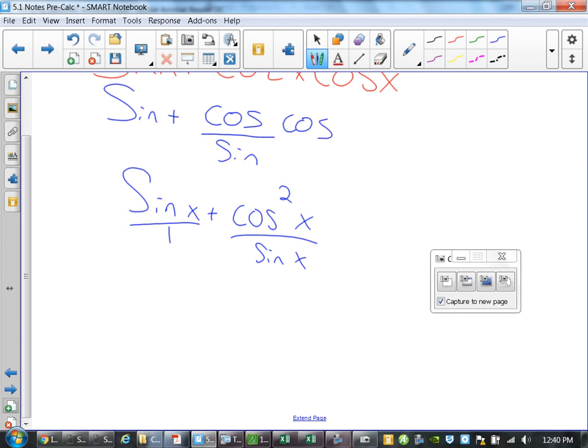How do you add fractions? Common denominator. What's going to be the common denominator between a 1 and a sine? Sine. So you get sine squared. The fraction on the left needs to be multiplied by sine, so you get sine squared, plus cosine. This one didn't need anything. And what's sine squared plus cosine squared? 1. And then 1 over sine. Very good.